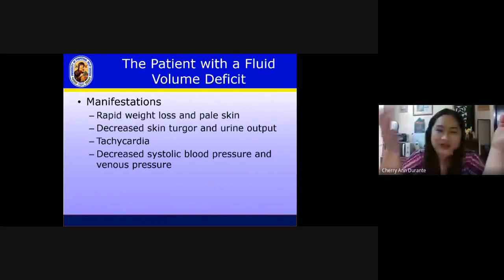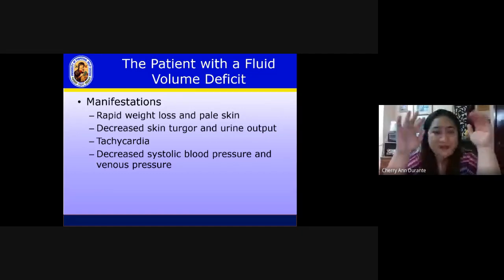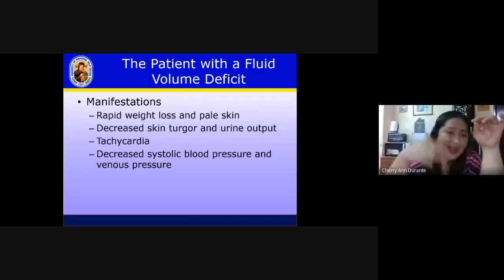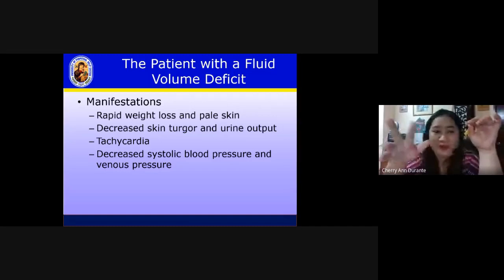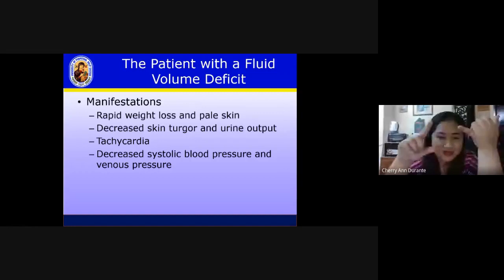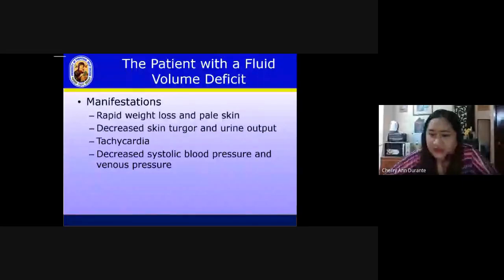atrial natriuretic peptide. So, these factors are the ones that normalize your heart rate and blood pressure. Now, when you have a low circulating blood volume, obviously your kidneys are hypoperfused. The oxygen reaching the kidneys is insufficient. When that happens, it will lead to a compensatory mechanism which will increase your SNS. That is why vasoconstriction will occur and the heart rate is increased. Okay.